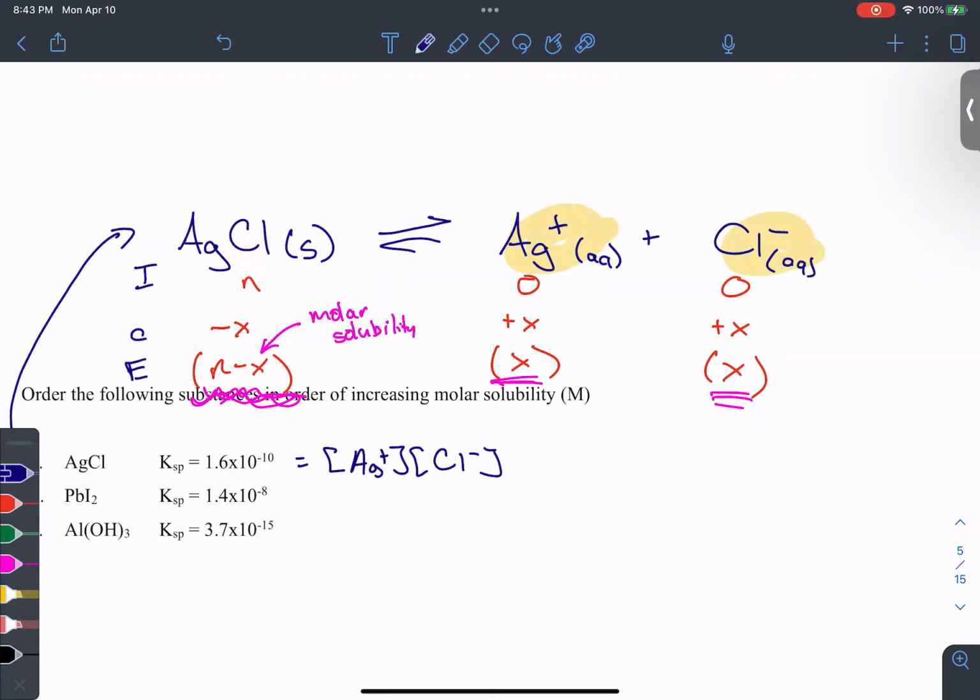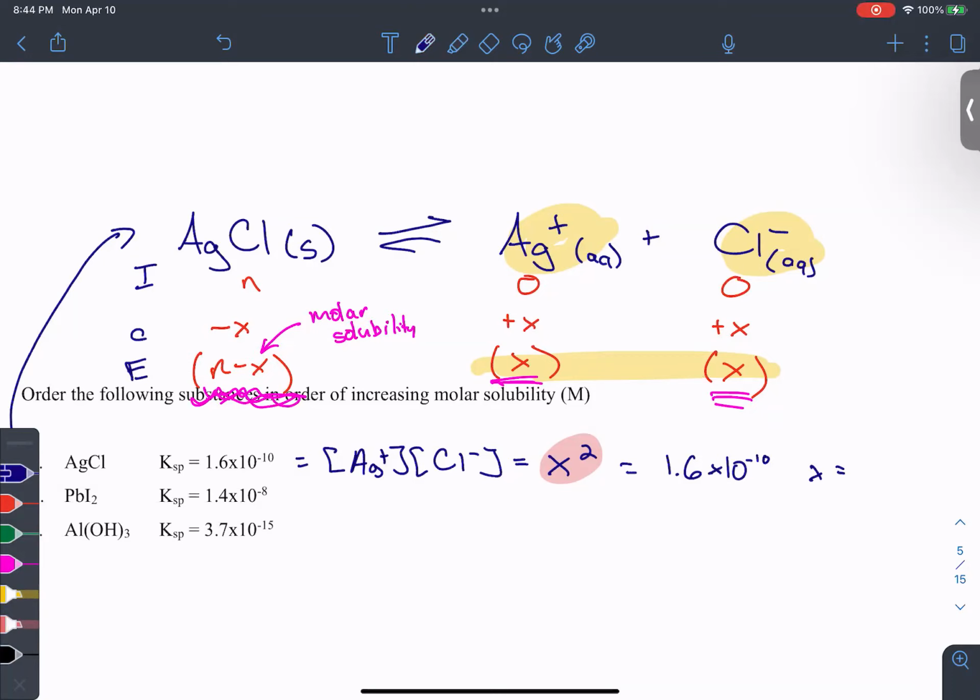All right, and just like all ICE tables, you plug in whatever is in the equilibrium line into your K expression. So we can say for silver chloride, KSP is equal to X squared. And I give you the number, it's 1.6 times 10 to the negative 10. And so we just have to figure out what X is. That's it. The hardest part, the learning objective, is can you get the KSP expression in terms of X? It just requires an ICE table. But once you do a bunch of them, you'll see that it's not that bad. And they're kind of fun. And I think they're relatively easy.